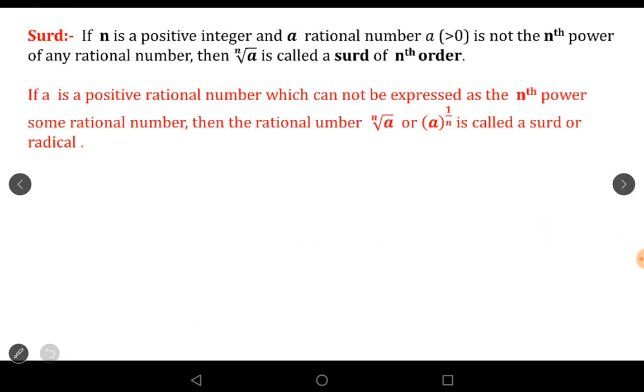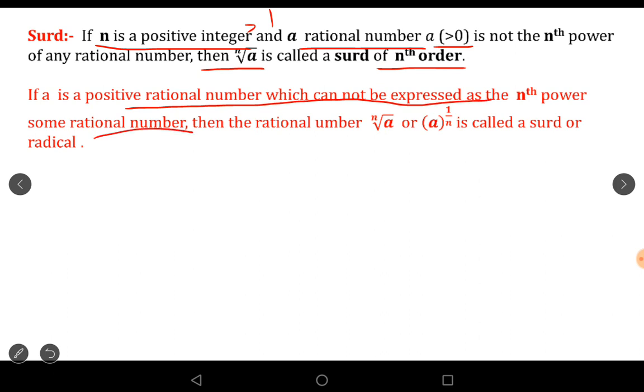So the definition: if n is a positive integer or natural number greater than 1 and a is a rational number greater than 0, which is not the nth power of any other rational number, then the nth root of a is called a surd of nth order. Here, if a is a positive rational number which cannot be expressed as the nth power of some rational number, then the nth root of a is called a surd or radical. A surd's other name is radical.